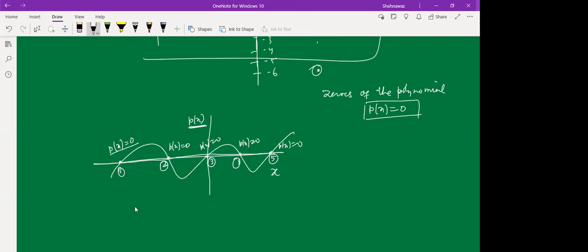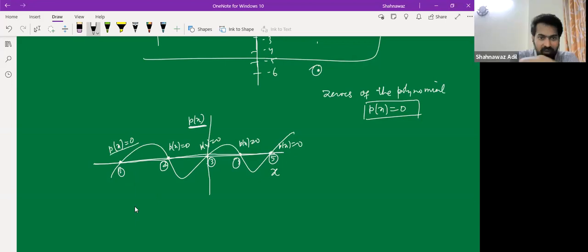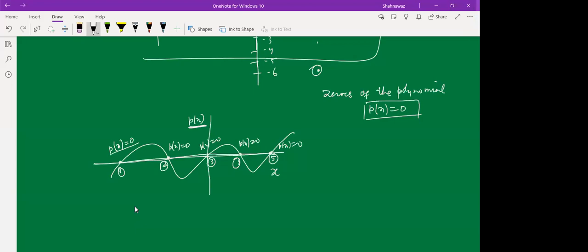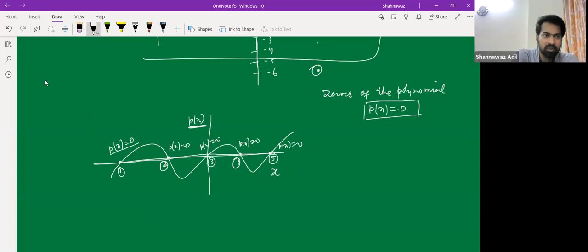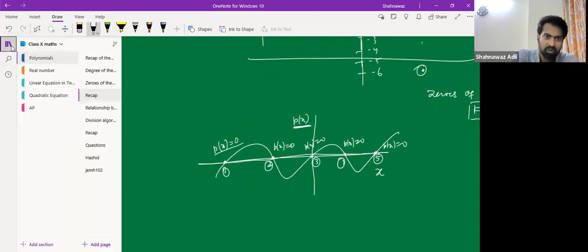So this is why we say that whatever the number of points at which the graph cuts the x-axis, at the x-axis our p(x) becomes 0. Whatever the number that we get, that would be called the zeros of the polynomial. Understood? So this is your first exercise of this second chapter.